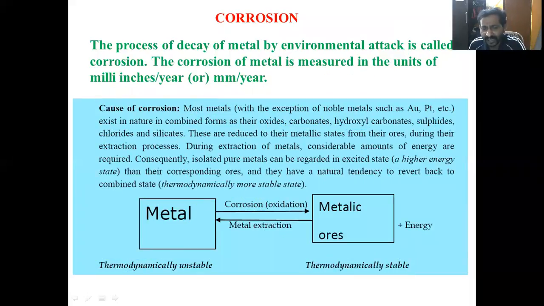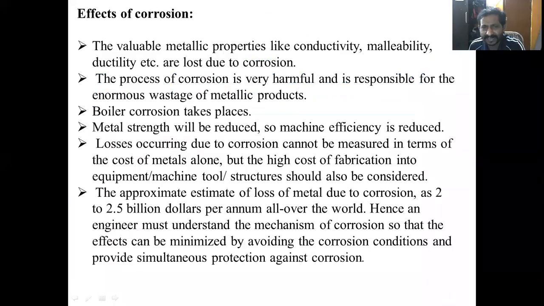So coming to the major disadvantages of corrosion. What are the major disadvantages of corrosion?